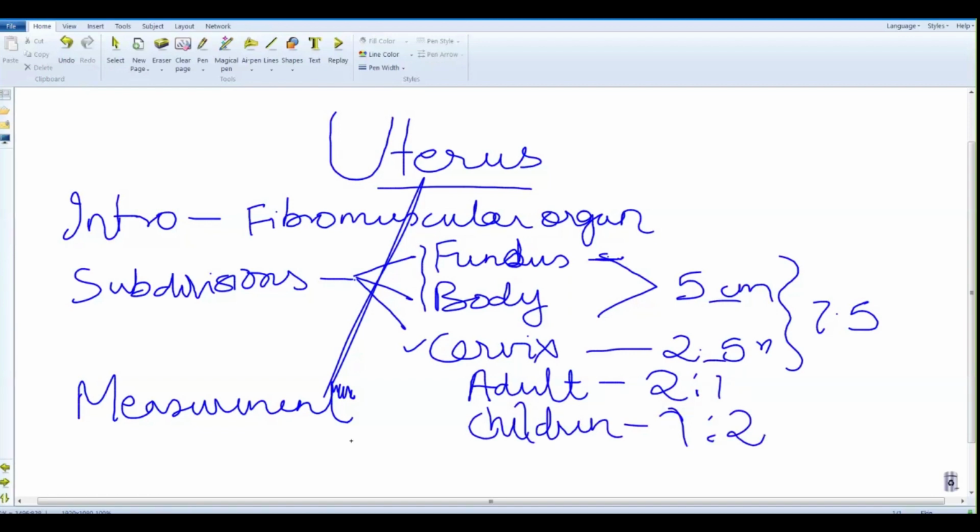Now measurements में बोले तो the weight also is included in that. वो भी एक parameter है. So when we talk about the weight of the uterus, it is around 30 to 40 grams. Okay, that is the weight of the uterus. So this is all about the measurement.